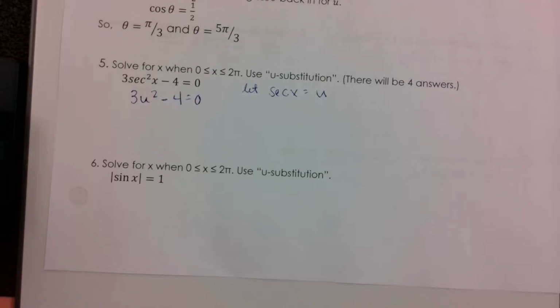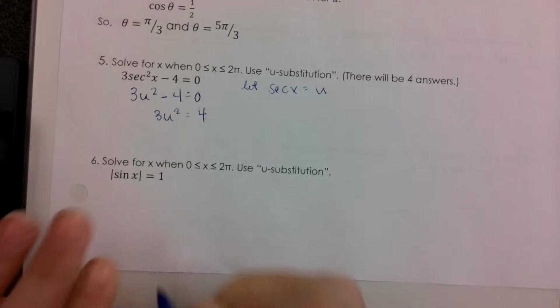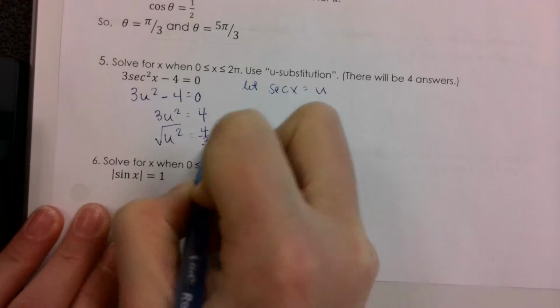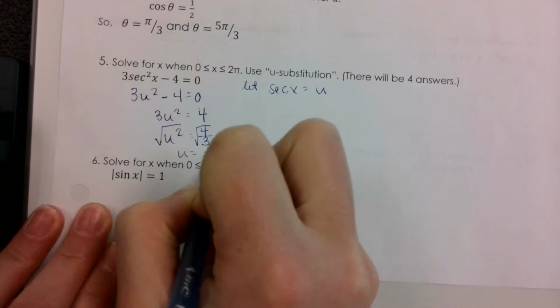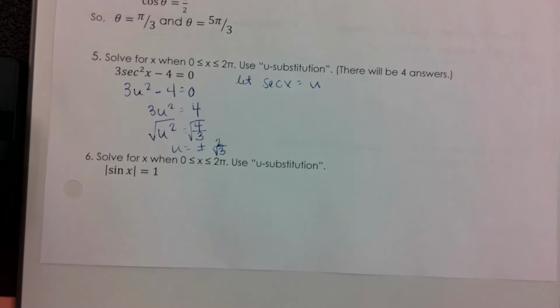So what would we do from there? Move the 4 over. So we've got 3u squared equals 4. And then what do we do? Divide by 3, and we'll square root both sides. So u equals plus or minus 2 over root 3. We could rationalize that, because that's how it's going to look. Or should we rationalize that? Actually, since we're talking about secant, it might be easier if we don't rationalize that. Because what is secant?